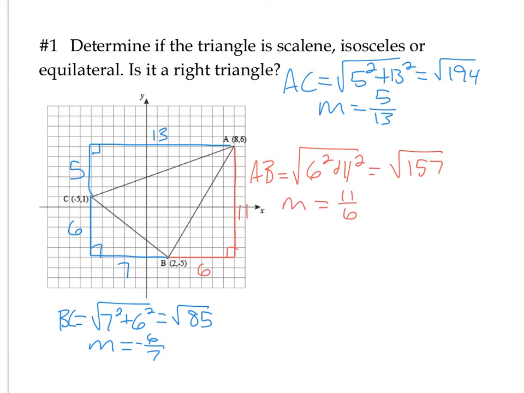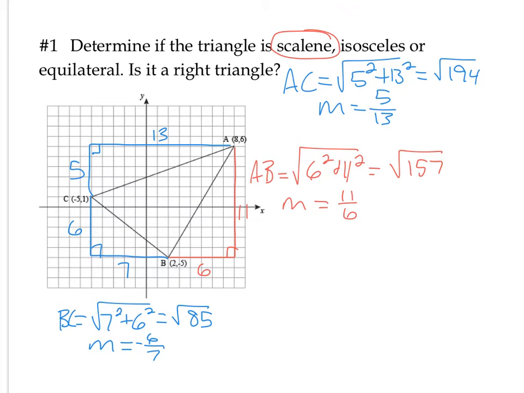So we want to look, first of all, is it scalene, isosceles, or equilateral? That's determined by the lengths of the sides. All three of these sides are different lengths, so it's going to be a scalene triangle. If two of the sides were the same length, it would be isosceles. If all three are the same length, it would be equilateral.